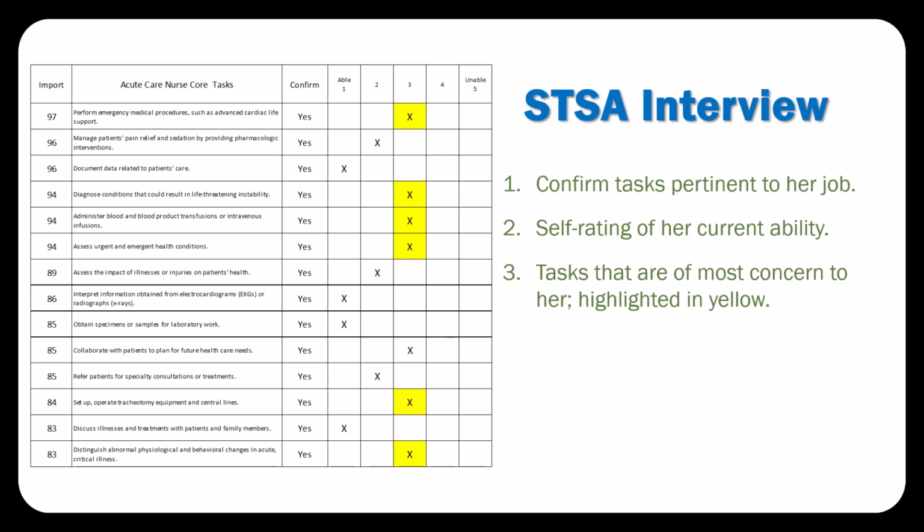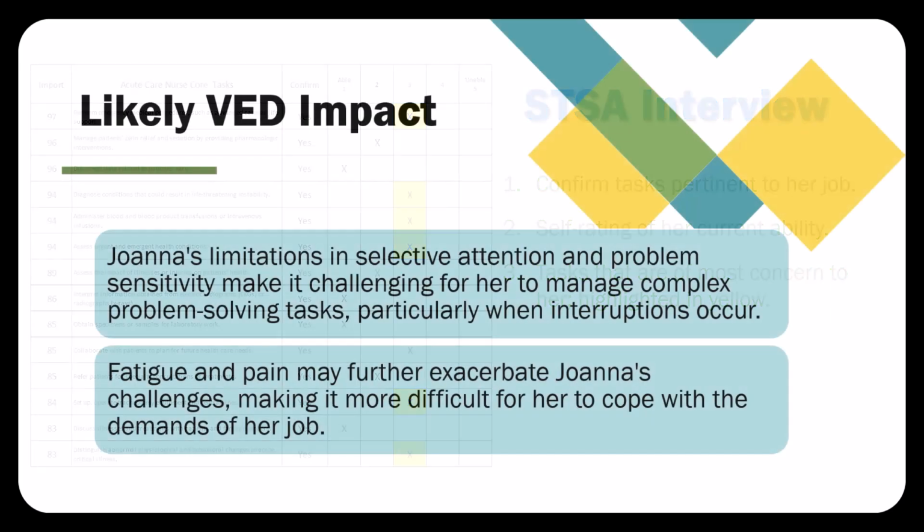One of the ways to interpret these data is in terms of their likely vocational executive dysfunction impact. In Joanna's situation, limitations in selective attention and problem sensitivity make it challenging for her to manage complex problem-solving tasks, particularly when interruptions occur. And that's going to be part of what you get from the interview.